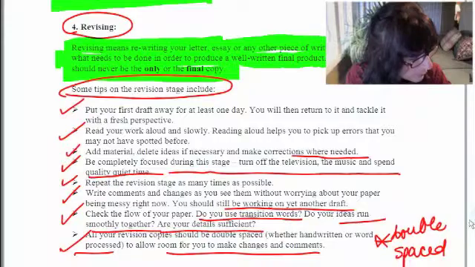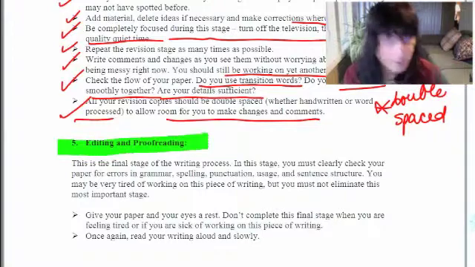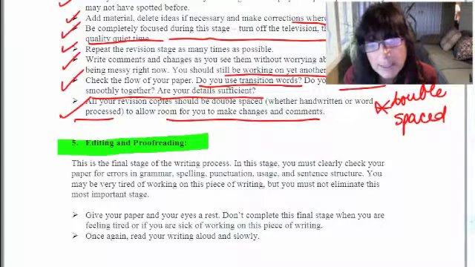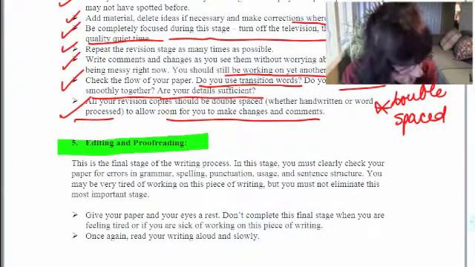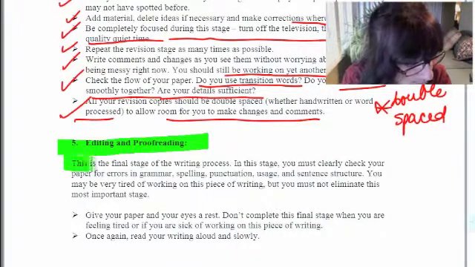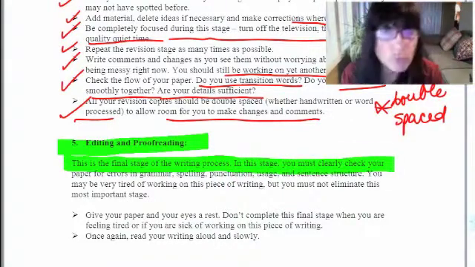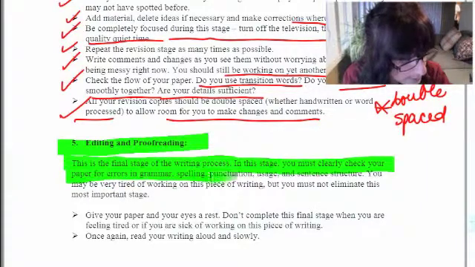And now the final, crucial final stage is called the editing and the proofreading. And you know, you cannot hand in anything without editing and proofreading and expect it to be top notch and expect yourself to be really, really proud and to impress somebody unless you've gone through this stage, because this is where you fine-tune it and you're going to pick up your mistakes. So this is the final stage of the writing process. And in this stage, you have to check really, really carefully your paper for errors in grammar, in spelling, in punctuation, usage, and sentence structure.